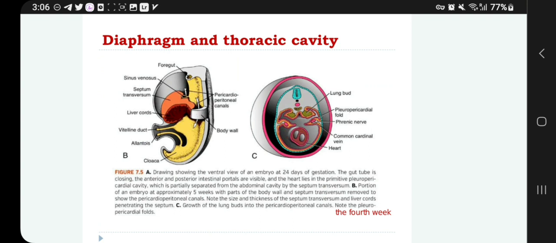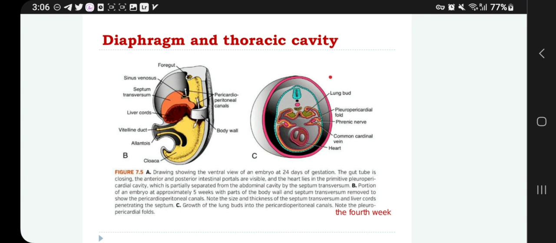We'll take a 10 minute break. I'll come back for the diaphragm and continue with the diaphragm. This is a small part. We talk about the diaphragm and the thoracic cavity.